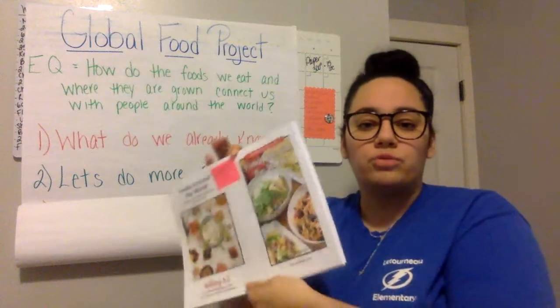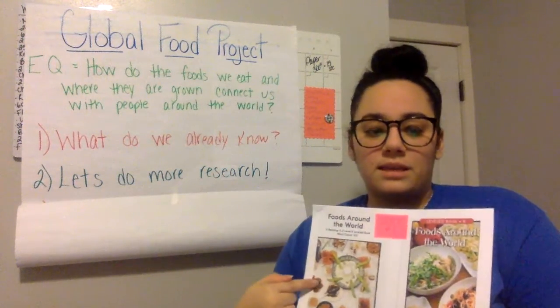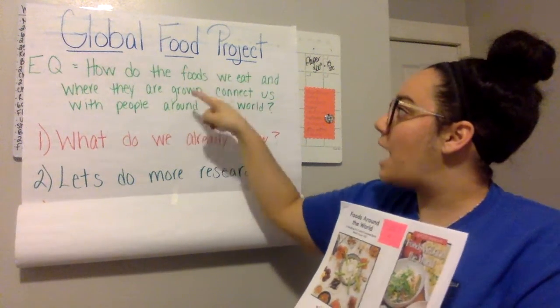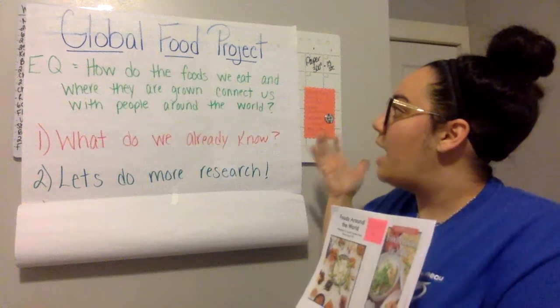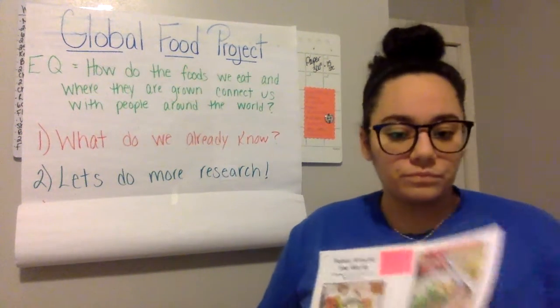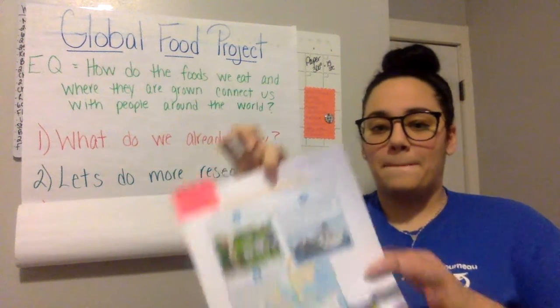So this is your first resource. So this is where you're going to be doing research. You're going to be reading books like these and all these other sources to kind of help you understand how the foods that we eat and where they're grown connect us with people from around the world. So that's one. Second resource.